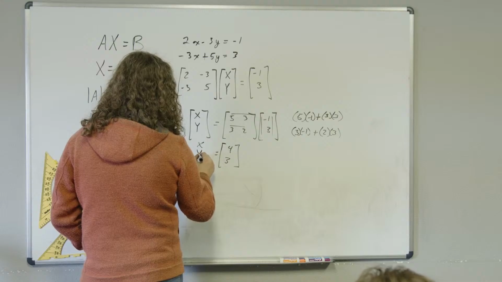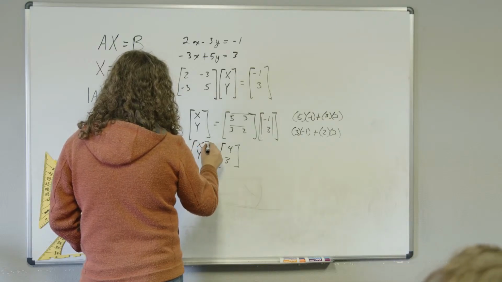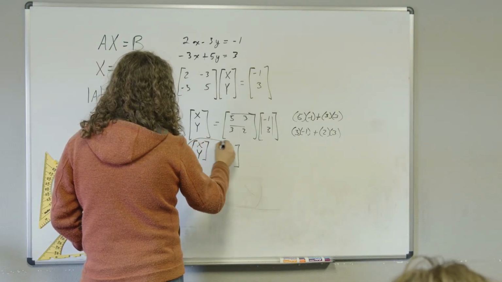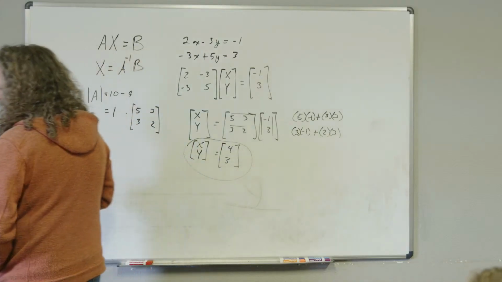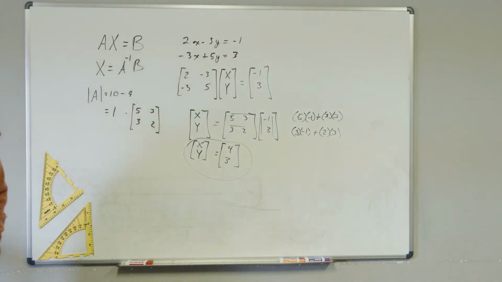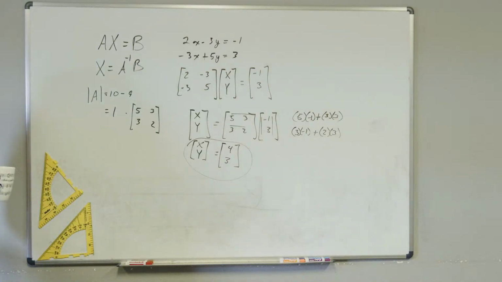When you first learn this method in Algebra 2, I don't love this method. However, at this point, it's not a bad method. It's a pretty good method, especially for a 2x2 matrix. Especially because finding a 2x2 matrix inverse is not very hard.